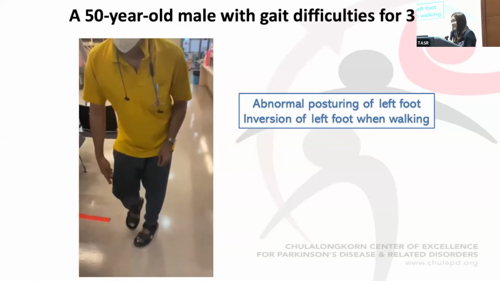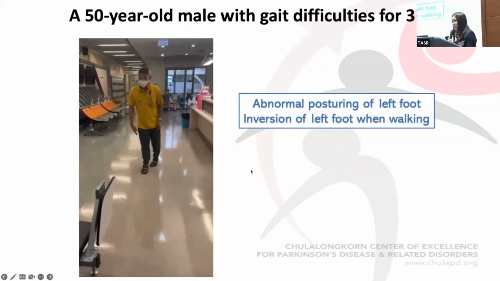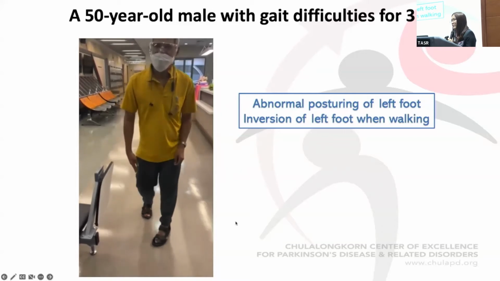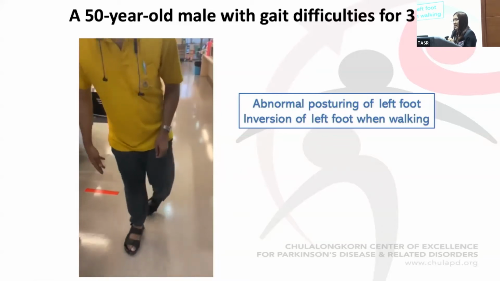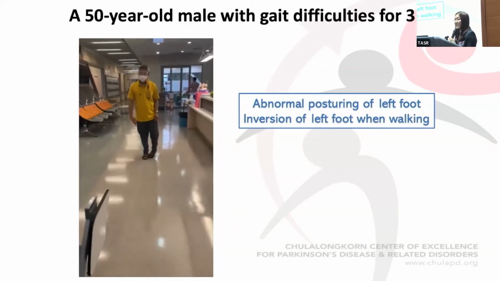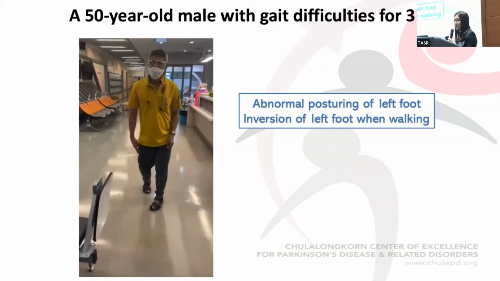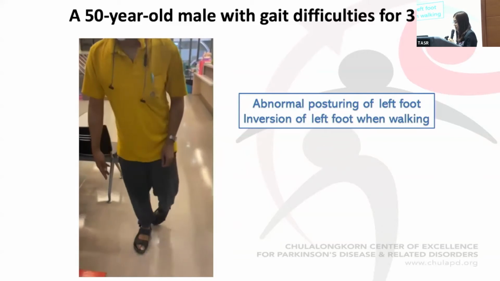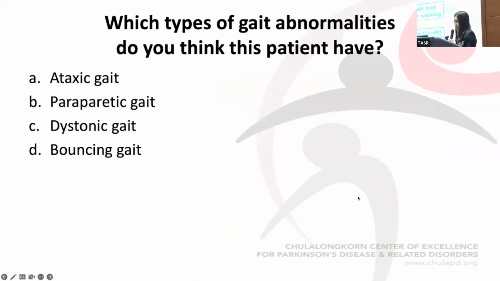If we suspect a spastic gait, you have to differentiate between these two with the hip. If the patient has muscle spasm, then he hardly lifts the feet and also the hip, and then there will be circumduction abnormalities of the hip. There will be things to differentiate between these two. So which types of gait abnormalities do you think this patient has?